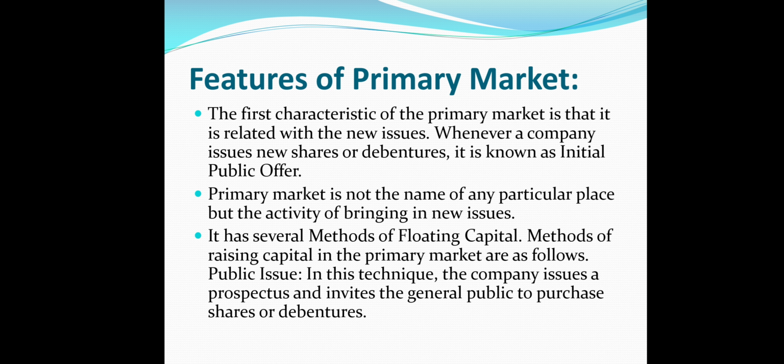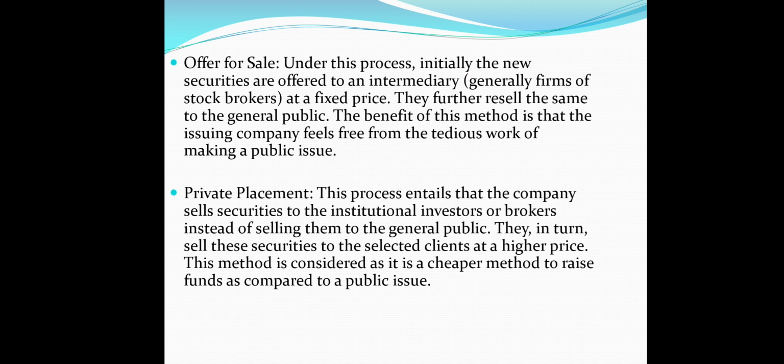First is public issue. In this technique, the company issues a prospectus and invites the general public to purchase shares and debentures. Second is offer for sale. Under this process, initially the new securities are offered to an intermediary who can be a broker, or generally it is a firm of stock brokers at a fixed price. They further resell the same to the general public. The benefit of this method is that the issuing company feels free from the tedious work of making a public issue.